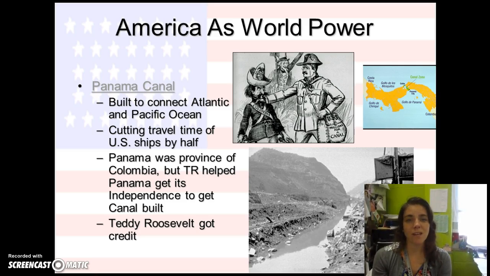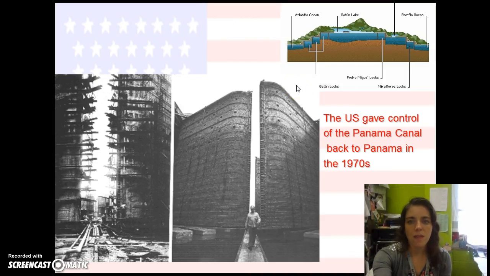Another thing that Roosevelt does is he takes over the Panama Canal, which was being built by the French and kind of abandoned. And basically, the Panama Canal is built to connect the Atlantic and Pacific Oceans. If they could connect the two, it would cut the travel time of U.S. ships by half. Panama was a province of Colombia, and so TR helps the Panamanians get their independence from Colombia so that he can get control of the canal. Okay, and so basically Teddy Roosevelt gets credit for all of this. If you look, this is Central America, and this is where the canal will fit through. Okay, and the U.S. does not give control of the Panama Canal back to Panama until the 1970s.